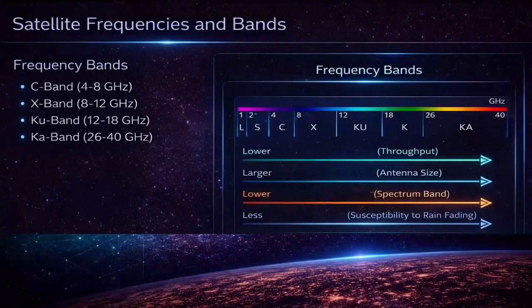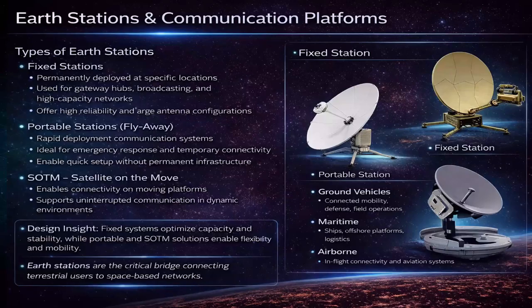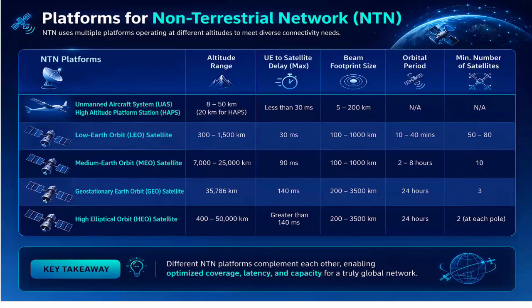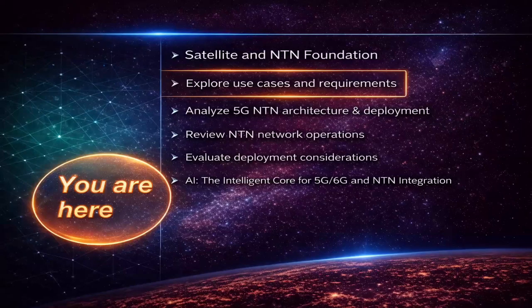Next, we looked at the satellite frequencies and bands, the various kinds of bands that can be used in NTN, like C band, X band, Ku band, and Ka band. We then explored various types of earth stations and communication platforms. After that, we examined what a non-terrestrial network is, the different kinds of orbits, heights, footprint size, and orbital period. In addition, we explored use cases and requirements.